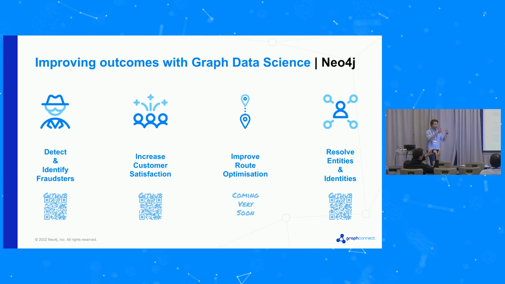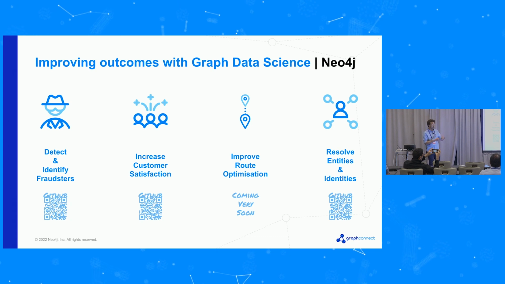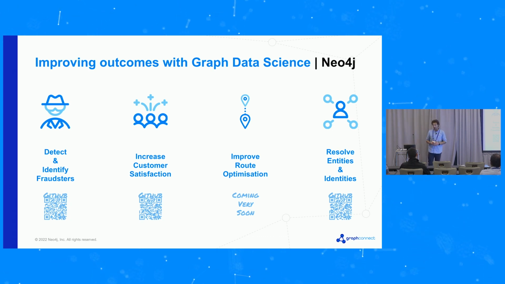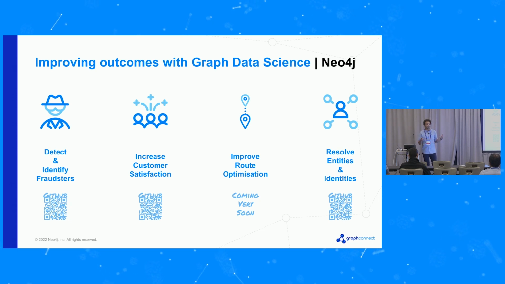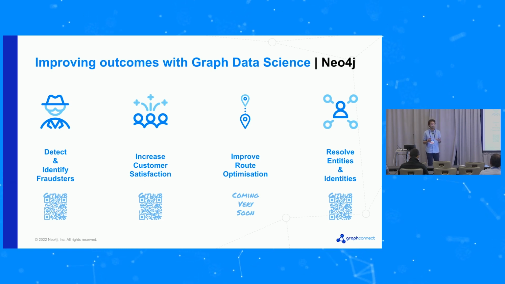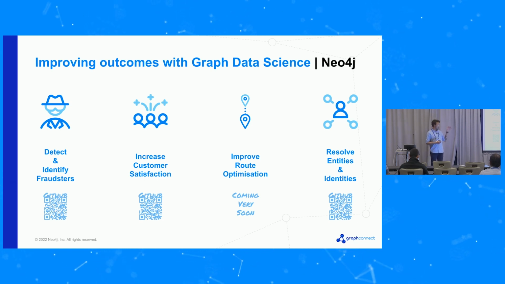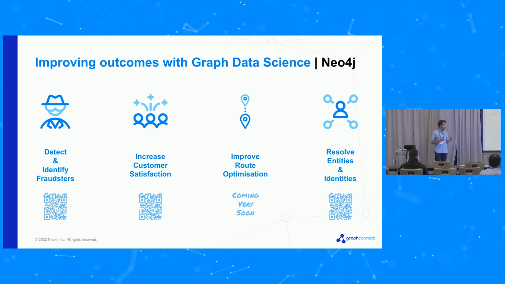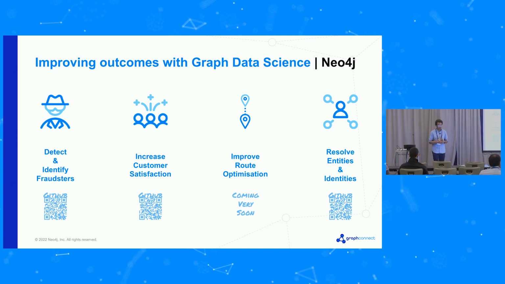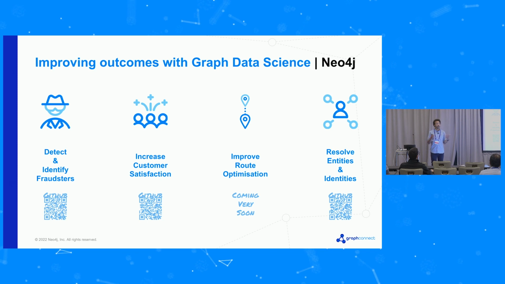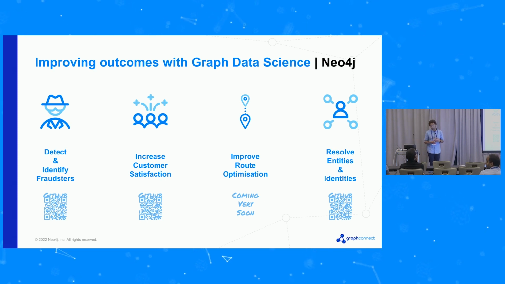So we have a data set around detecting and identifying fraudsters, where we actually use real-world data to actually find fraudsters. We've got a data set for doing customer recommendations as well, so that uses Microsoft's MIND data set, which is Microsoft News, and we do recommendations on that itself. And we've also got a data set on resolving entities and entity recognition. You can then resolve entities and identities. And coming soon is going to be one on supply chain. So it's very much similar to the route optimization problem.